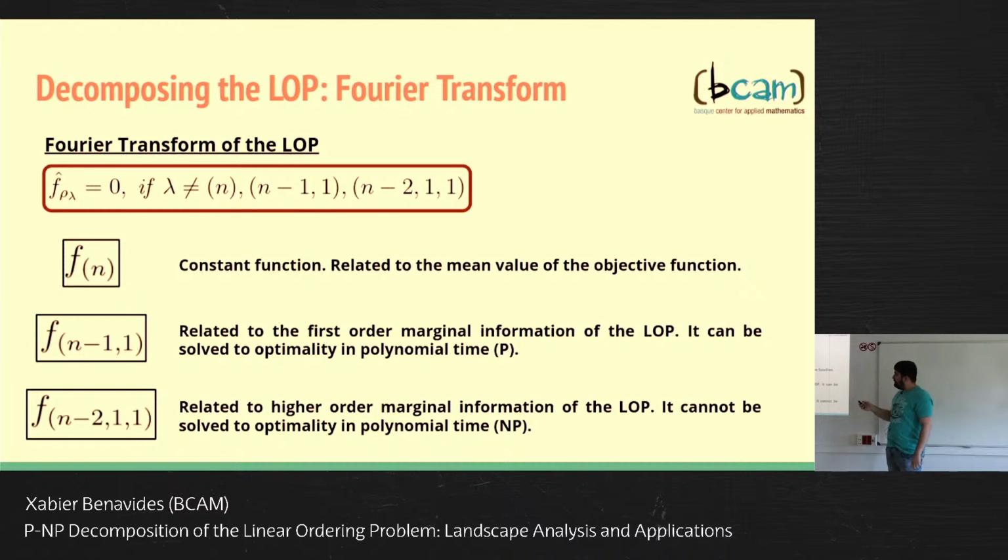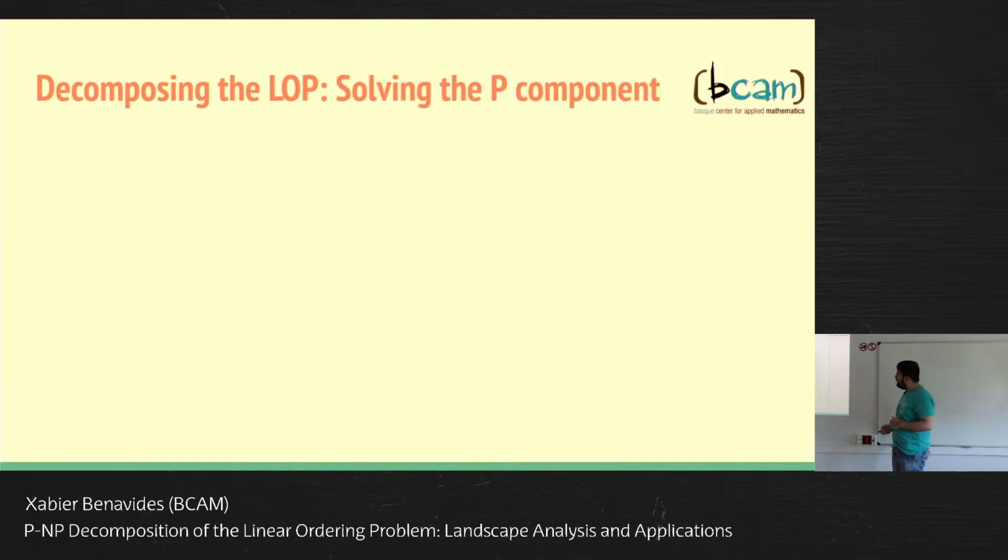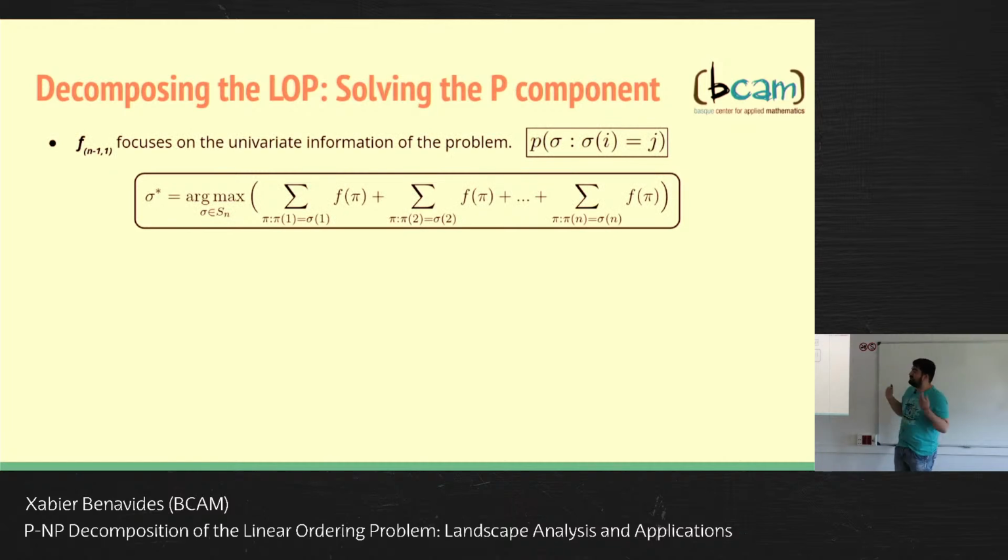So, we know that one of the functions of this decomposition has P complexity, but how can we optimize or solve to optimality this function right here? In order to do that, we have to take into account that this function f_(n-1,1) focuses on the univariate information of the problem. That is, if we consider that the objective function is a probability function, this would mean that this function focuses on statements of this form.